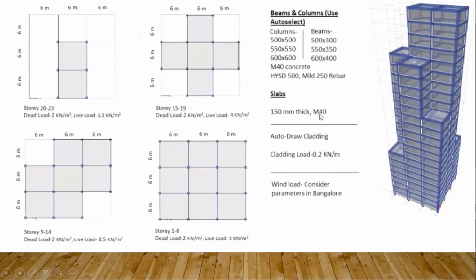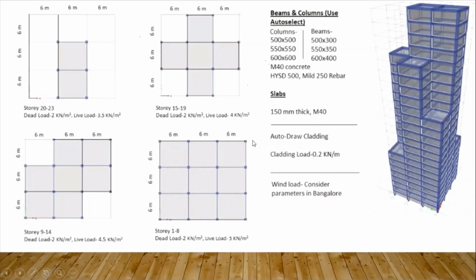The frame sections available will be of slab with 150 mm thickness of M40 grade concrete, while for beam and column the auto select tool of ETABS software will be used to choose the optimal cross section as per the analysis results. Available sections for beams and columns are mentioned in this dialog as 500 by 500, 550 by 550, 600 by 600 for columns, and for beams 500 by 300, 550 by 350, 600 by 400.